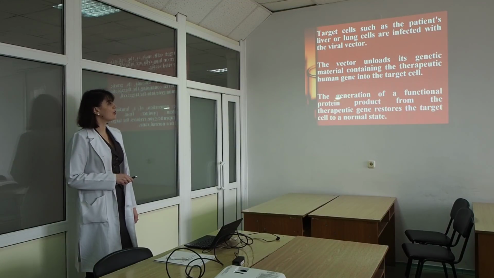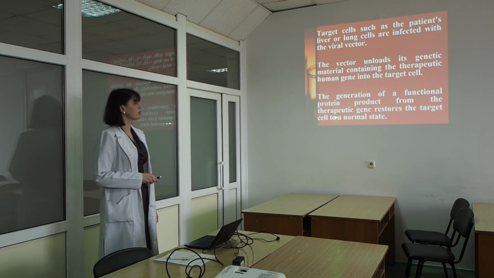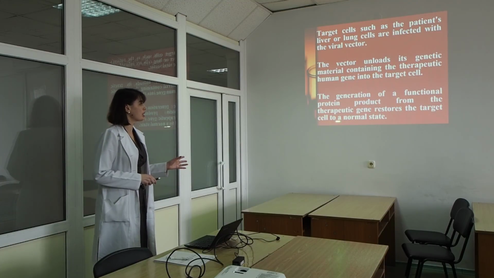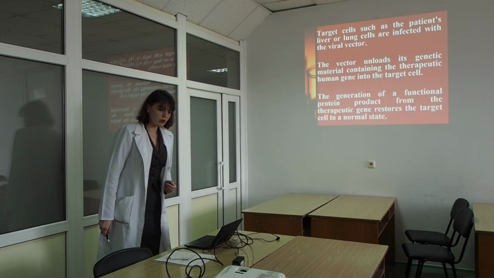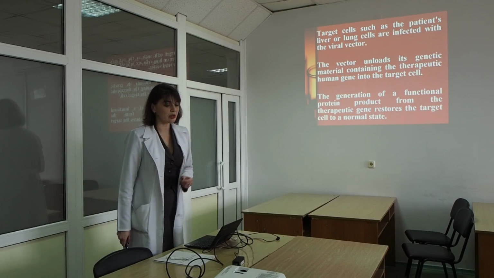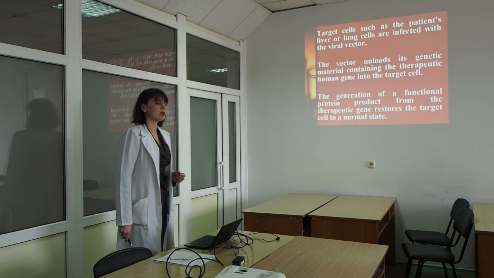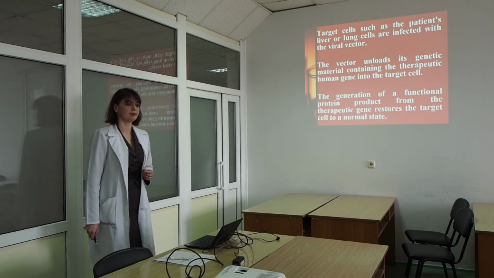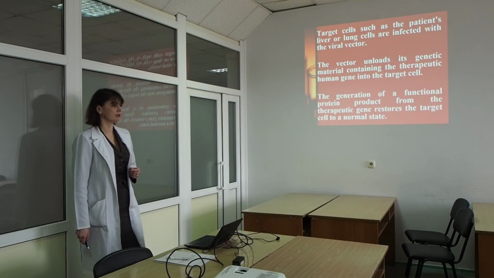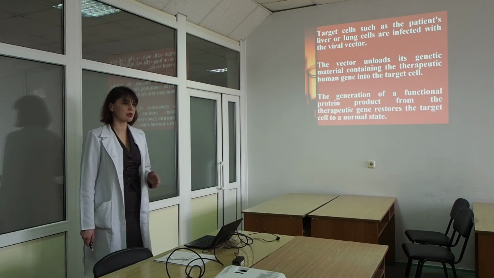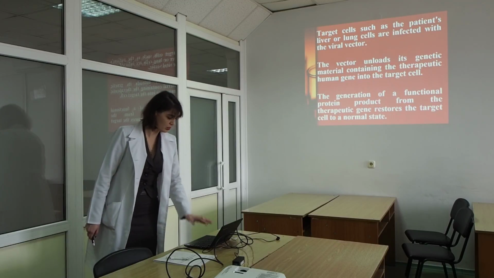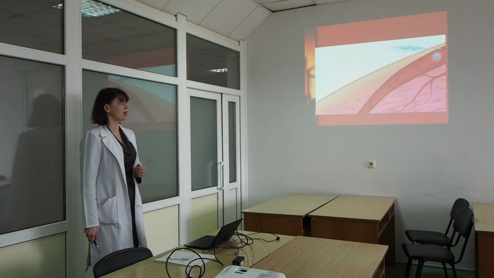The generation of functional protein product from the therapeutic gene restores the target cell to a normal state. We are delivering a normal gene now, and this gene starts to work in the cell, and it restores the normal function of the cell. Is it clear? Yes, yes. Can we proceed further? Okay, so how does it look?